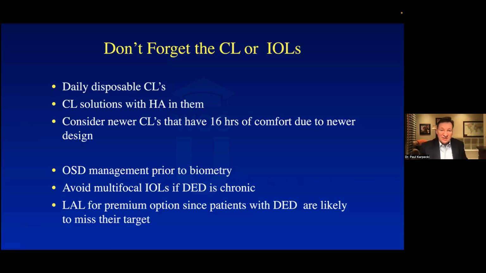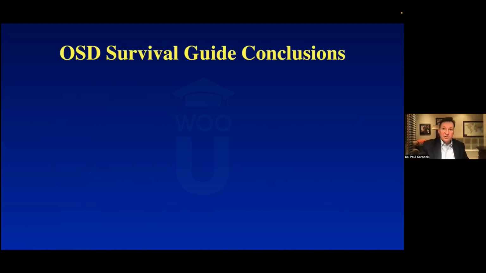Consider contact lenses that have 16 hours of comfort. I've seen some of those designs. For IOLs, look at biometry. Make sure you get it right by controlling the dry eye ahead of time. Remember, 81% of patients had significant dry eye going into that clinic for cataract surgery. Only 22% were diagnosed. I would never do a multifocal on a chronic dry eye patient. I'm going to get aberrations in a dry eye person. That's the last thing I need. I would use something like a light adjustable lens. That's a perfect option because if they have instability, I get to adjust it after the fact. Those would be much better choices.